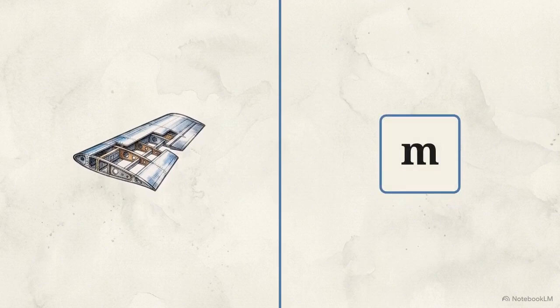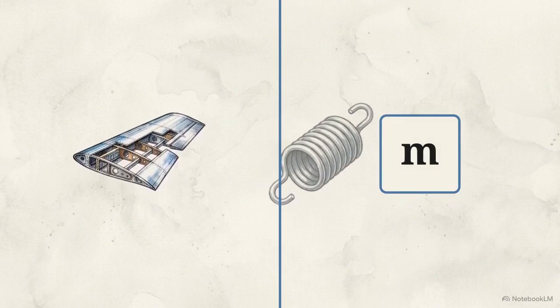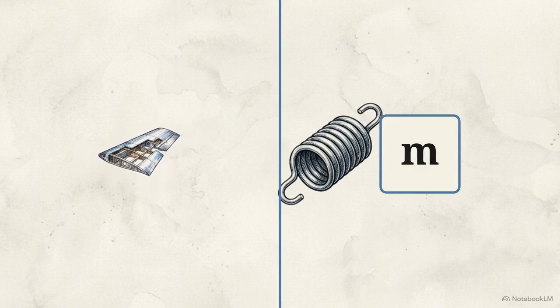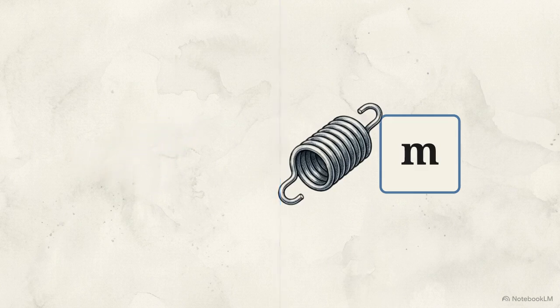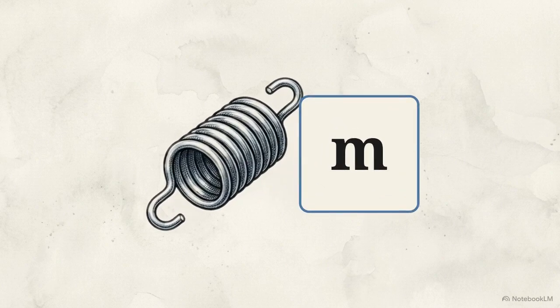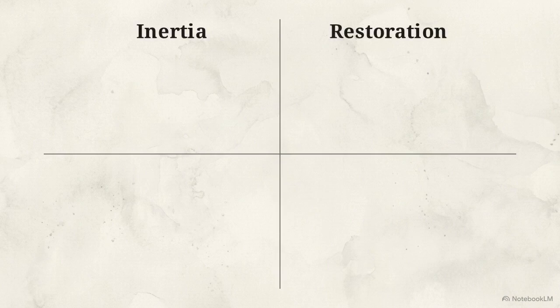To build a working model, we look for just two opposing forces. First is inertia, the tendency of a mass to keep moving once it starts. Second is restoration, the force pulling that mass back to a neutral position. Every vibration analysis boils down to stripping away the visual noise of the physical object until only these two elements remain. Before we can assign numbers, we have to classify how our system behaves.